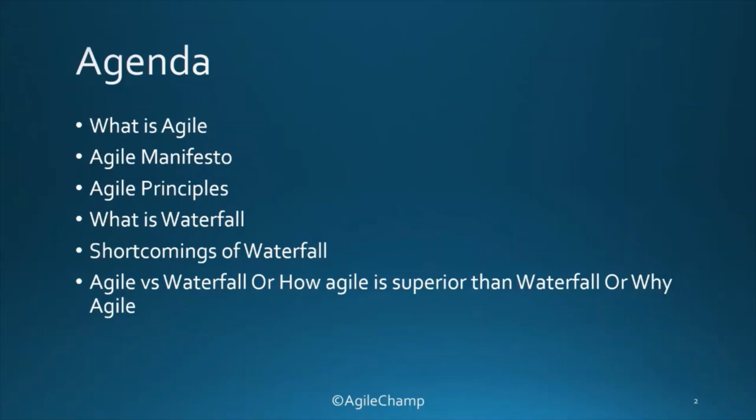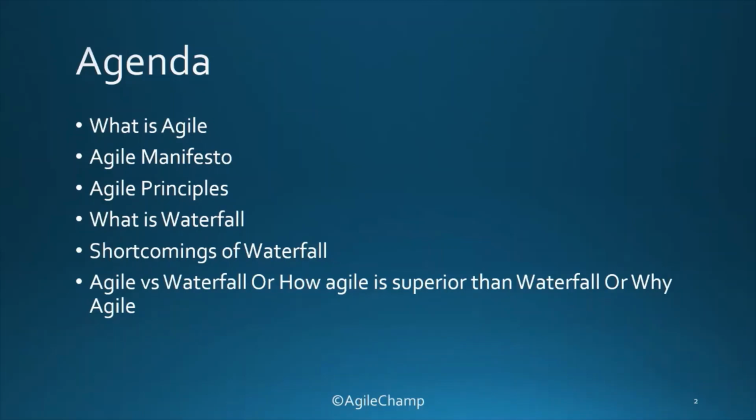Next is agile processes promote sustainable development. The sponsors, developers, and users should be able to maintain a constant pace indefinitely. According to this principle, teams establish a repeatable and maintainable speed at which they can deliver working software, and they repeat it with each release.